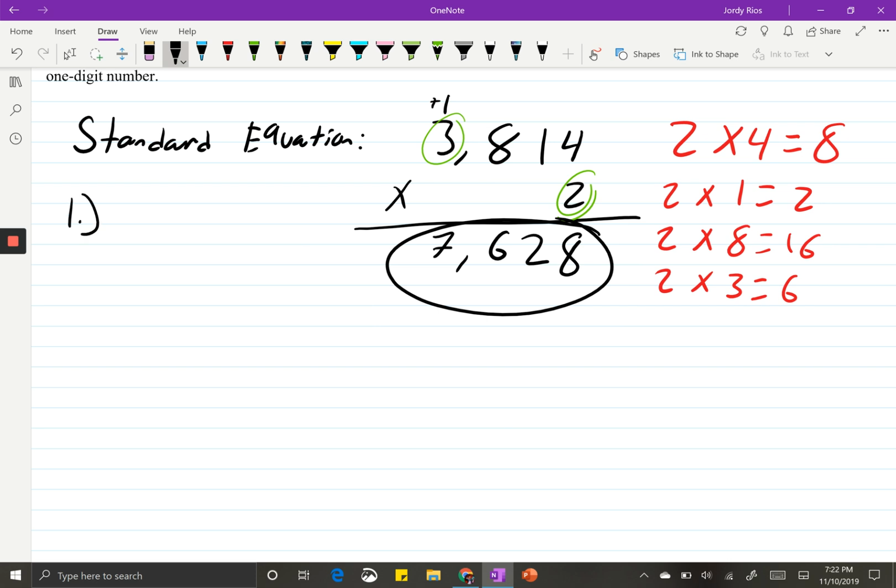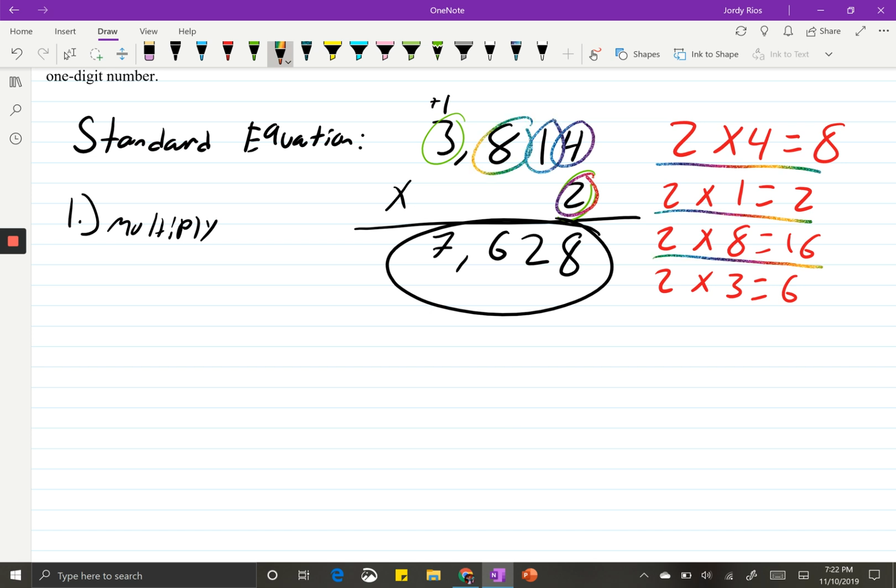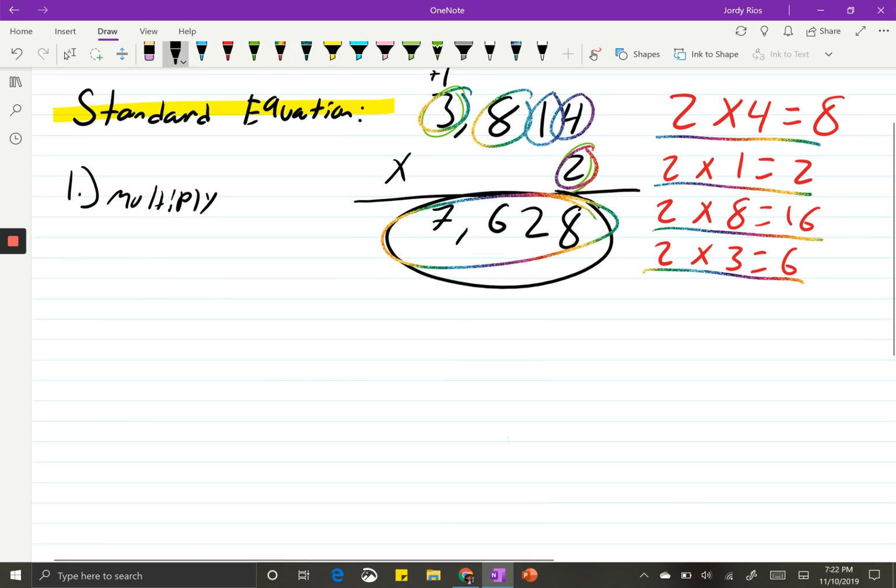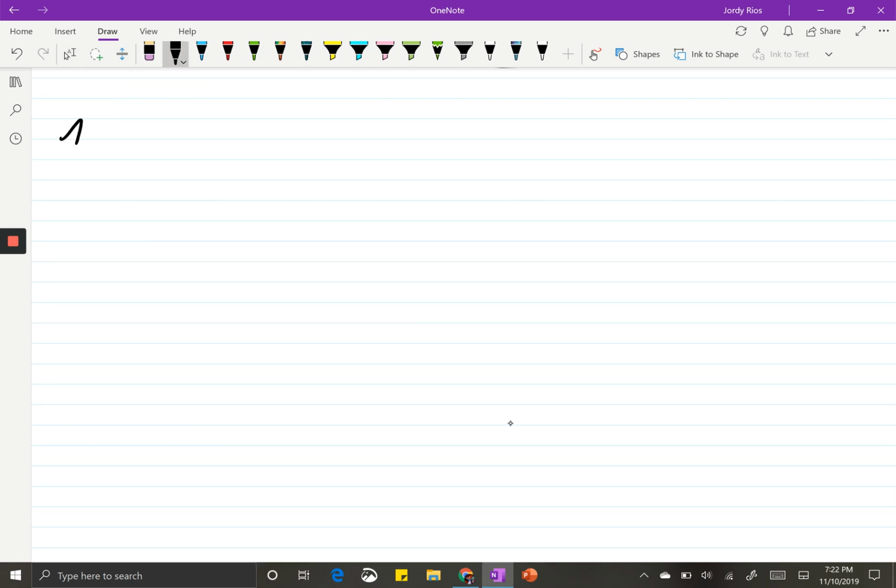Okay, so let's review the steps. There's only really one step though. We're multiplying. So remember, as I did, we're doing 2 times 4 first, we did that here, then 1, we did that here, then 8, we did that here, then 3, and we did that here. And we have our answer. So that is standard equation. Okay, let's go ahead and move on to area model.